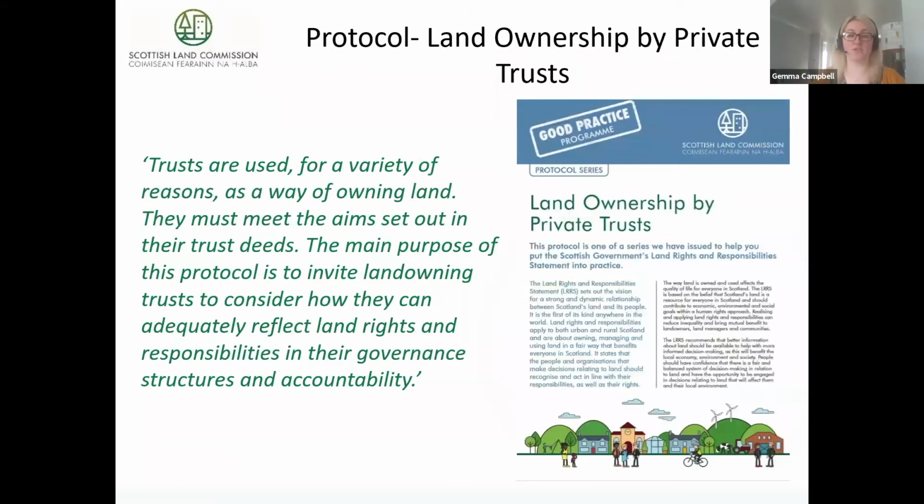I'm going to talk first of all about our protocol on land ownership by private trusts, and then on our protocol on land ownership by charities. So to kick off with trusts, I'll just explain a bit about the work we've been doing on trusts in the Commission. This is an issue that we were asked to look at by Scottish ministers, and they asked us to take a look at trusts and consider any potential impacts for public interest. I think sometimes there can be a lack of understanding around trusts and maybe a perception that they're less transparent, or because of the lack of understanding that people think there's something wrong with them. But we do know they are a perfectly normal structure for people to use in land ownership.